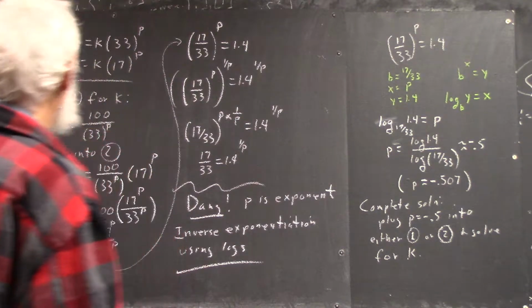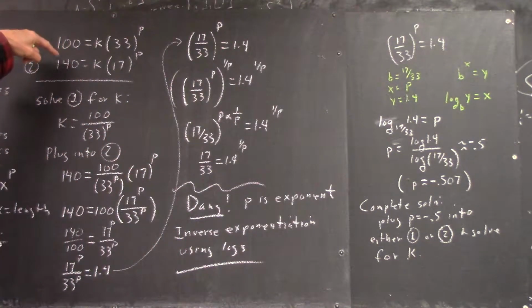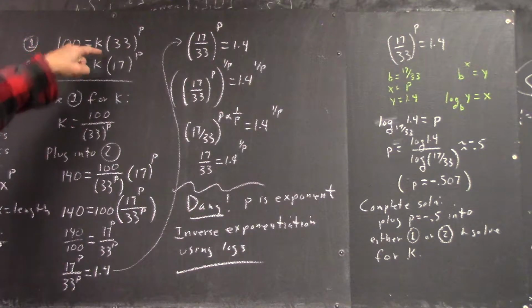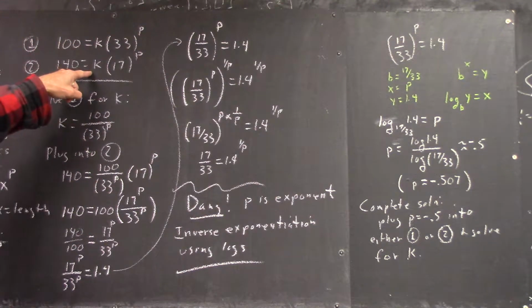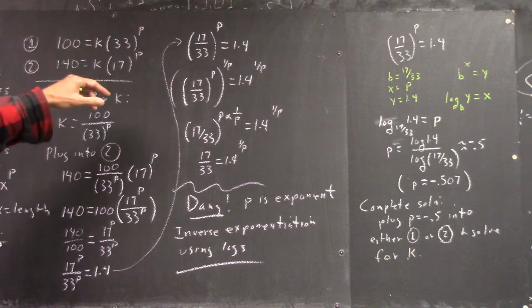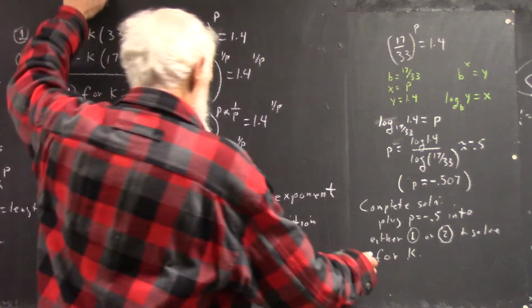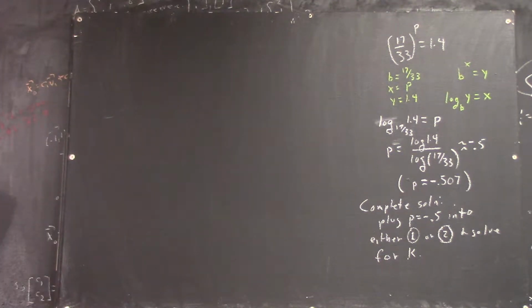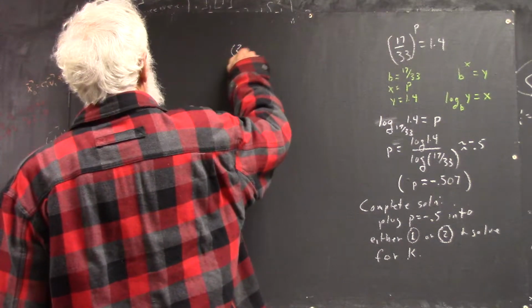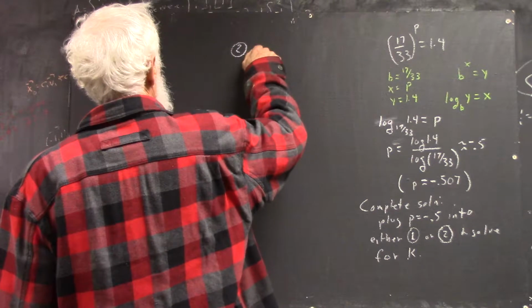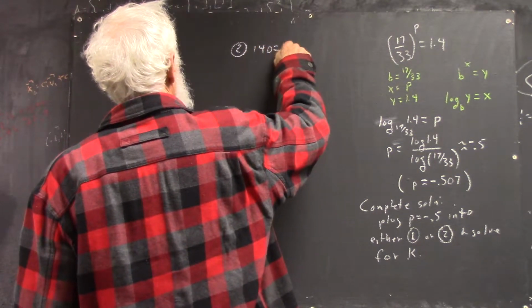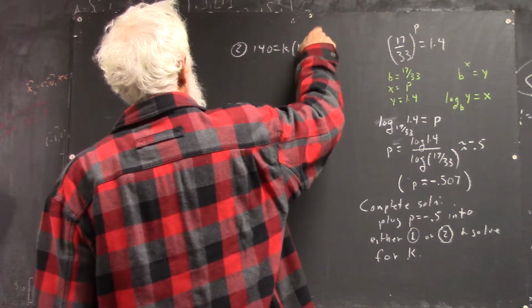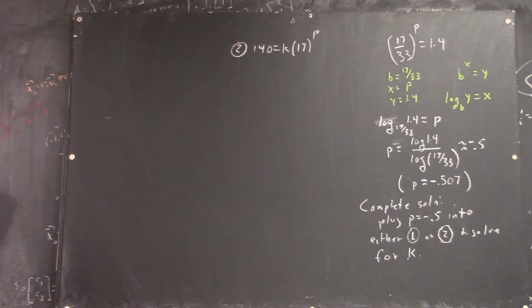Well, okay. Equation 1, first one I see. Well, that's the one we solved for K and plugged in here, so I'm going to use equation 2, although there's no real good reason to do that. Just kind of a general thing, because sometimes it really makes a difference. So equation 2 is 140 equals K times 17 to the P. Okay?